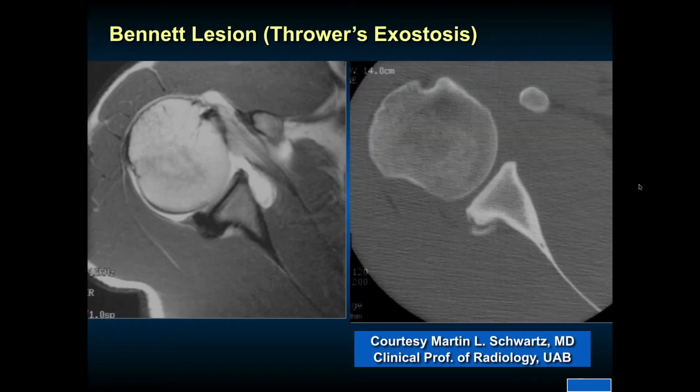Bennett lesion or thrower's exostosis is shown here very well on the CT scan on the right as well as on the MRI scan on the left. This is a periosteal lesion common in throwers. You can see this on the plain films. This goes along with the thrower's GIRD, tightness back here of the capsule, periosteal reaction, oftentimes in association with a SLAP tear or instability in an overhead thrower.